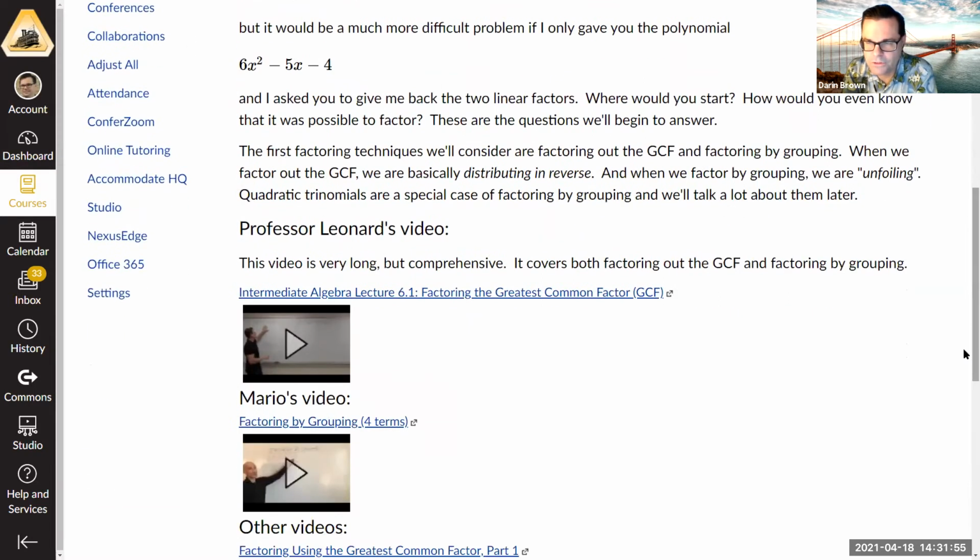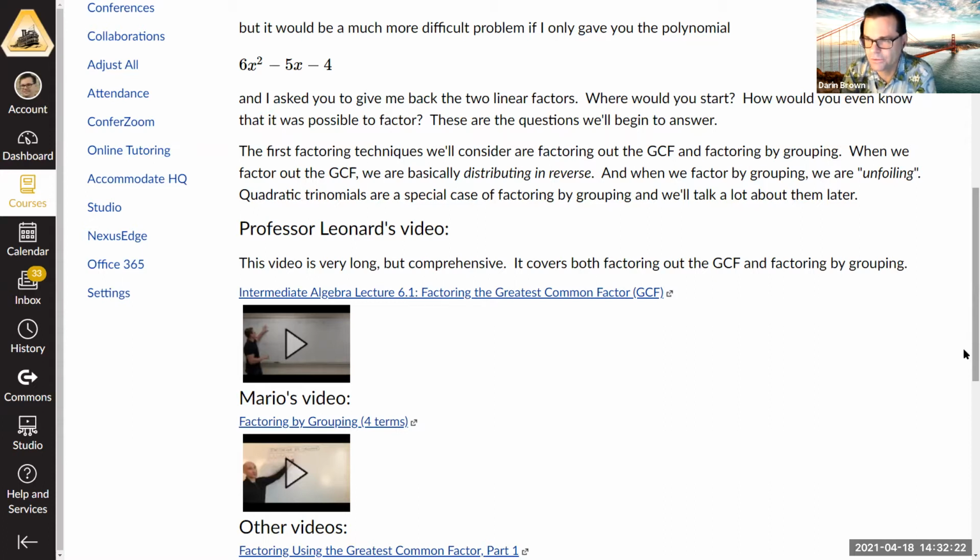So we're going to start with GCF. Now, what's the idea behind GCF? Greatest common factor. Think about greatest common factor for integers. So we're looking for a common factor. For instance, let's look at 12 and 15. What's the greatest common factor of 12 and 15? Well, that's going to be 3.